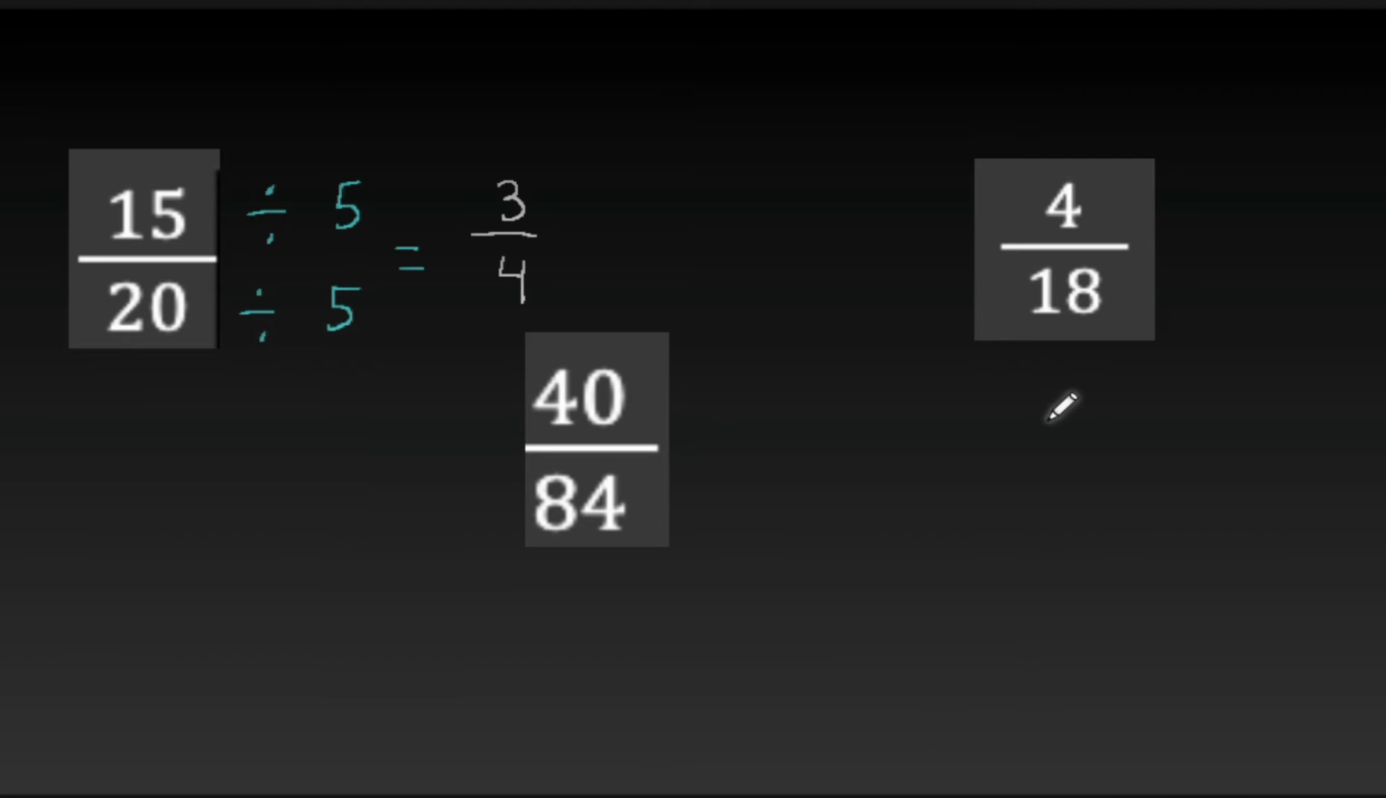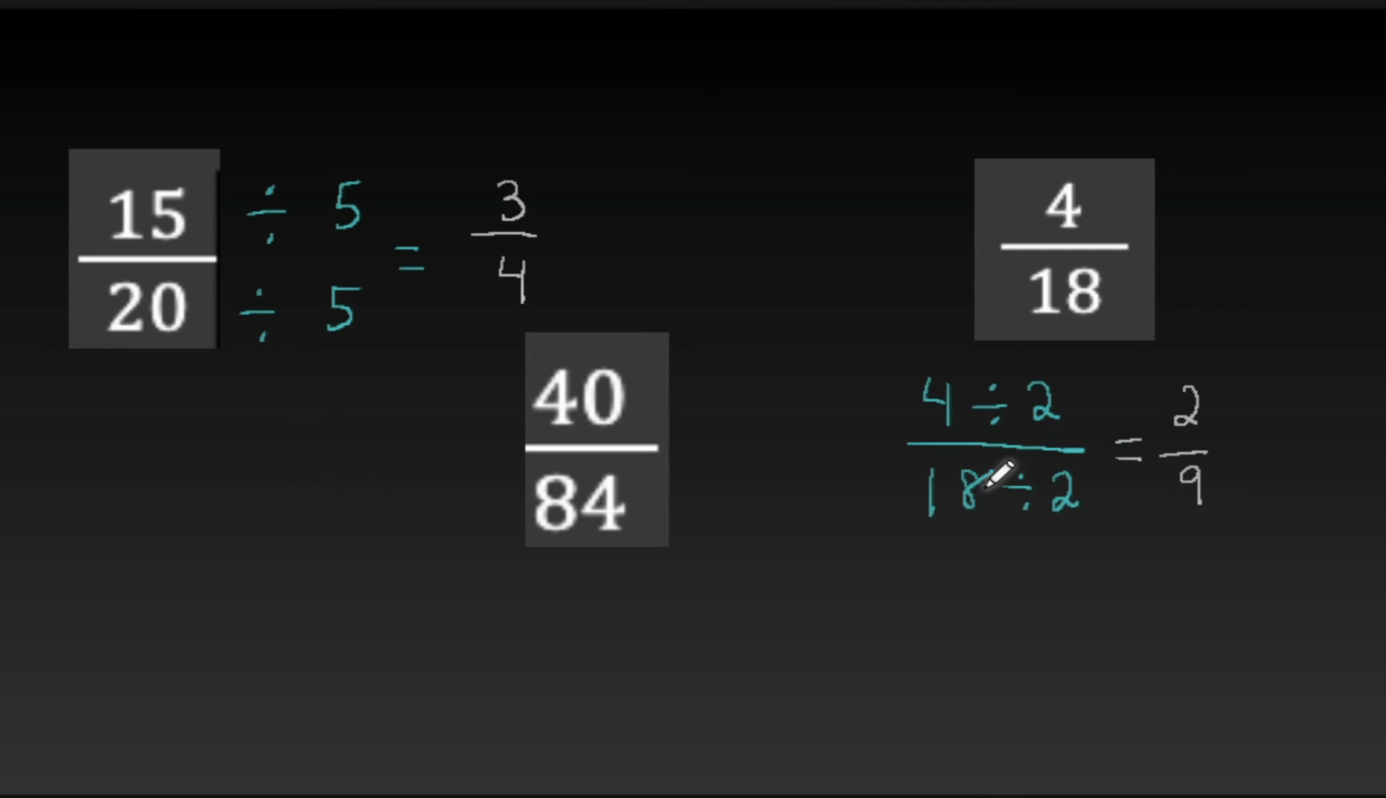What about 4/18? Taking a look at 4/18, we can see that we can divide by 2. Both the numerator and the denominator are even. So let's go ahead and do that. Divide by 2 in the numerator and in the denominator. So we have 18 divided by 2, and then let's go ahead and solve. 4 divided by 2 is equal to 2. And then 18 divided by 2 is equal to 9. So here we have 2/9.